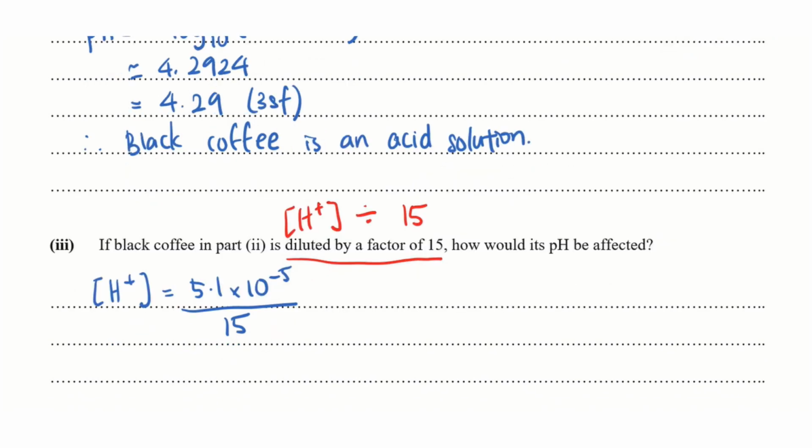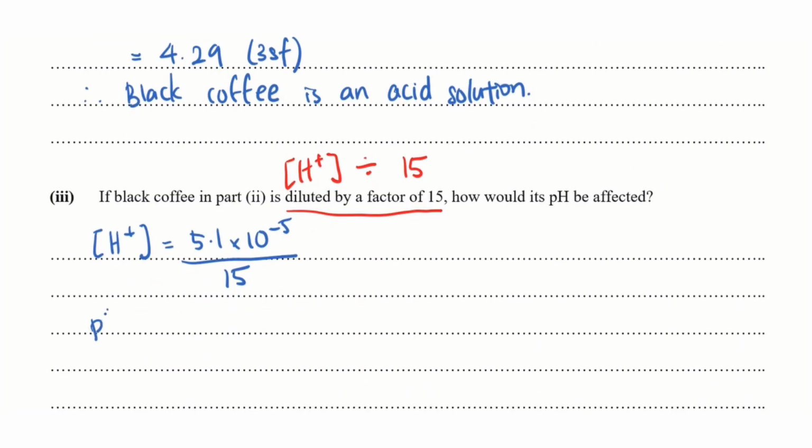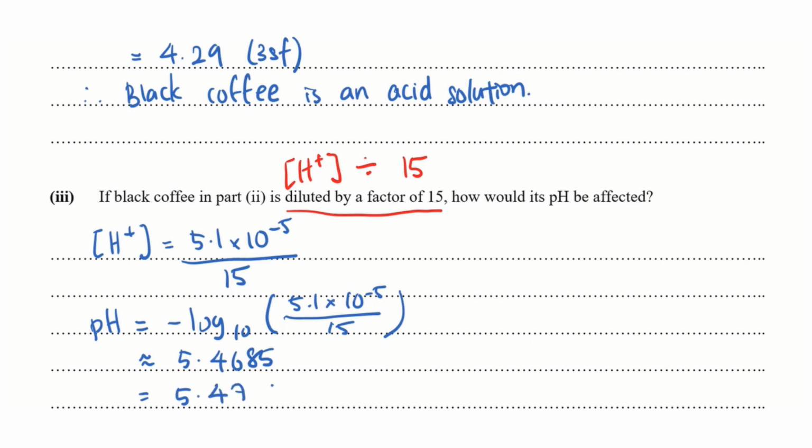Then, now that we want to find the pH itself, it will be negative log base 10 of the new hydrogen ion concentration. The value when we press it in the calculator will be 5.4685, and in 3SF that will be 5.47.